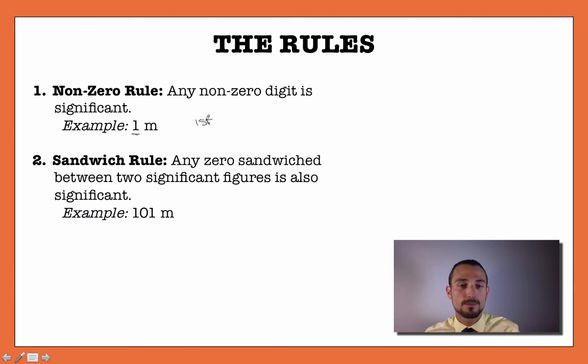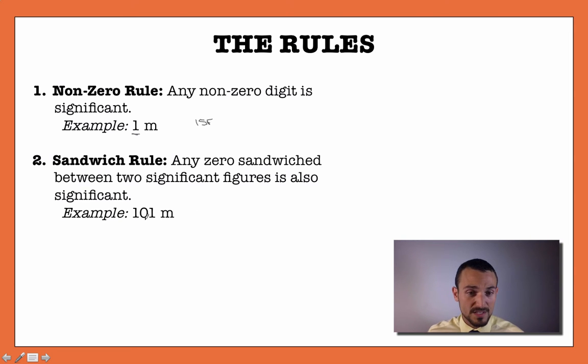Now the next rule is another easier one, but it adds complications. Where we really have issues with sig figs comes with measuring zeros. Sometimes we use 0 to measure a quantity that is absent. Sometimes the 0 is simply there to hold a place. So there's a big difference between something that's measured and something that's just sitting there holding a place.